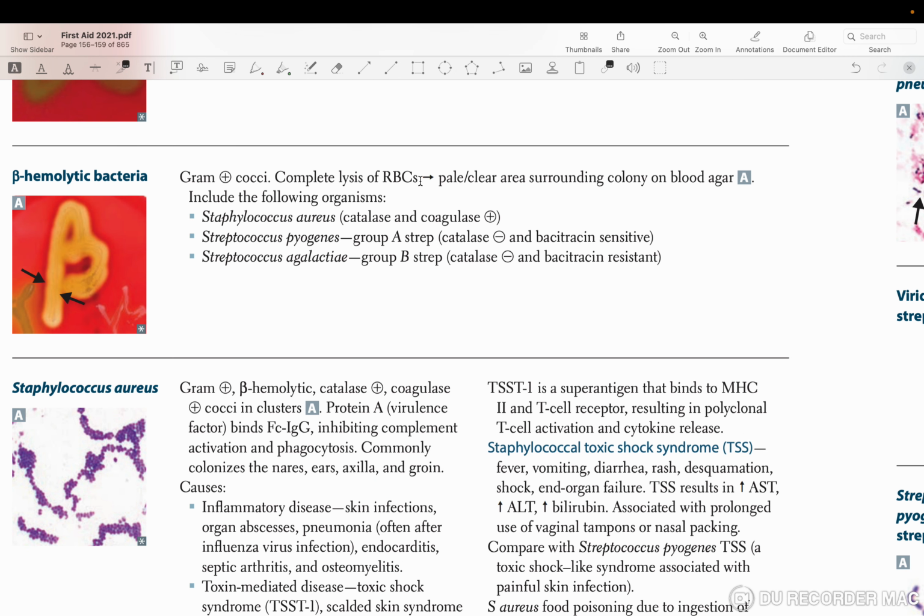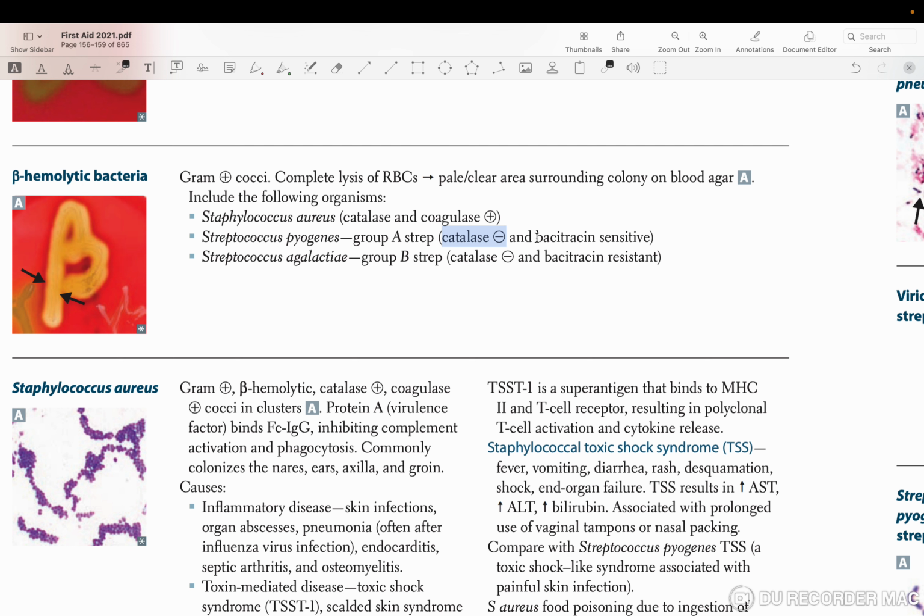The beta hemolytic bacteria, on the other hand, are again gram-positive cocci with complete lysis of the RBCs. So they will have a clear area surrounding the colonies of bacterial growth on the blood agar. They include the following. Staph aureus, remember, is catalase and coagulase positive. Streptococcus pyogenes is a group A strep. It's catalase negative and bacitracin sensitive.